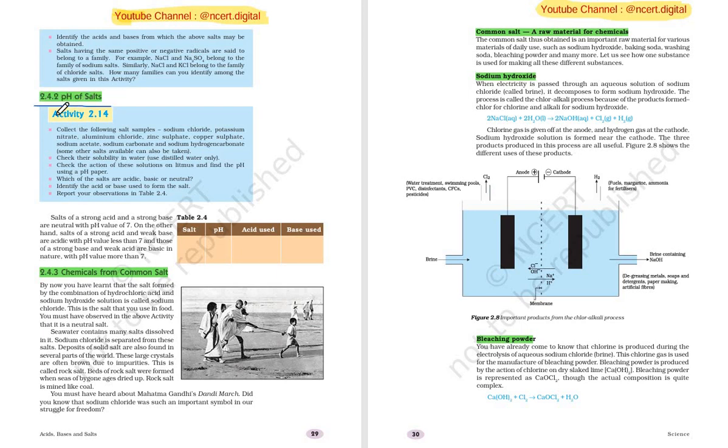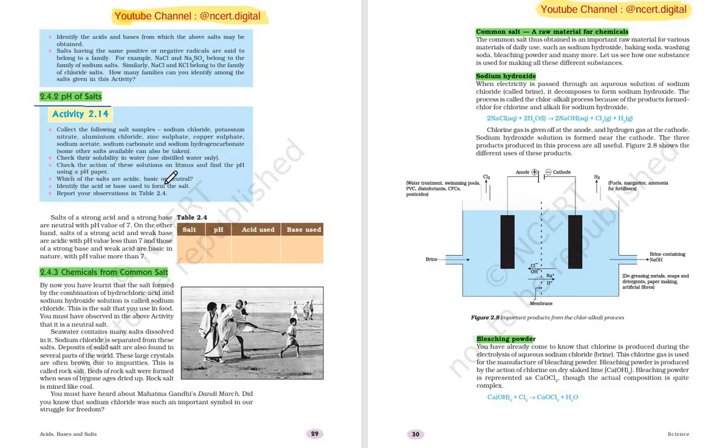2.4.2 pH of salts. Activity 2.14. Collect the following salt samples: sodium chloride, potassium nitrate, aluminium chloride, zinc sulphate, copper sulphate, sodium acetate, sodium carbonate and sodium hydrogencarbonate. Some other salts available can also be taken. Check their solubility in water. Use distilled water only. Check the action of these solutions on litmus and find the pH using a pH paper.